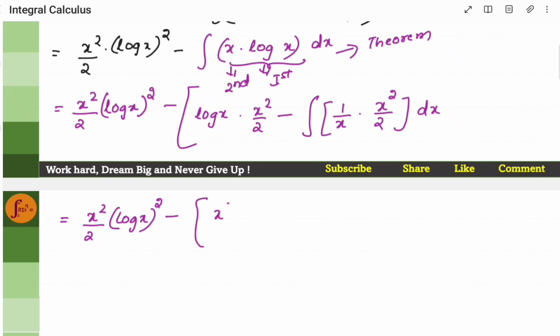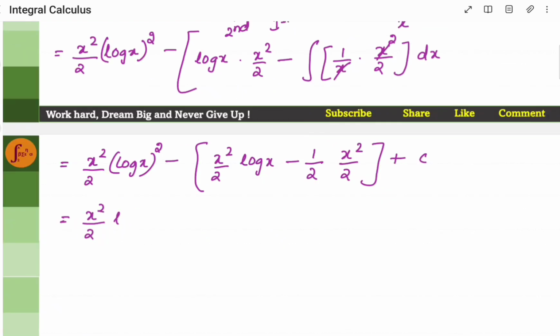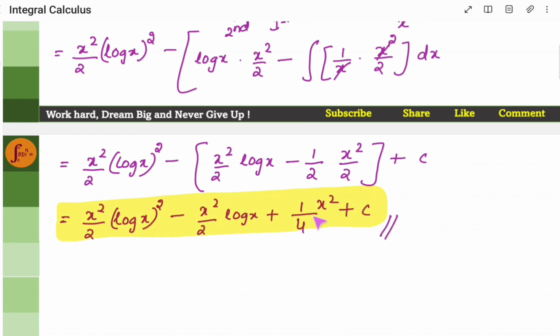So we get, let me copy the whole thing, x square by 2 into log x minus, x and x will get cancelled. So I'll be left with x by 2. Let's bring half outside. So it's going to be the integral of x. Half is going to come outside. The integral of x is x square by 2, plus c. Now we'll simplify this. So this is going to be x square by 2 log x, minus and minus is going to be plus 1 by 4 x square plus c. So this is the final answer.